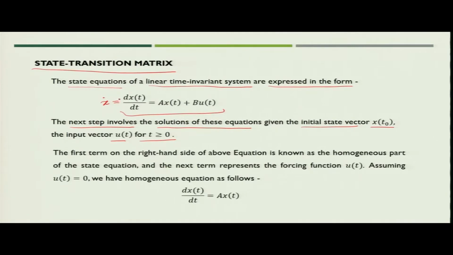Now, if you see this particular equation, the right hand side is known as the homogeneous part of the state equation, and the next term is the forcing function, that is u(t). If you assume for the time being that u(t) is 0, then we have the homogeneous equation. So, the homogeneous equation is nothing but dx/dt is equal to A x(t).